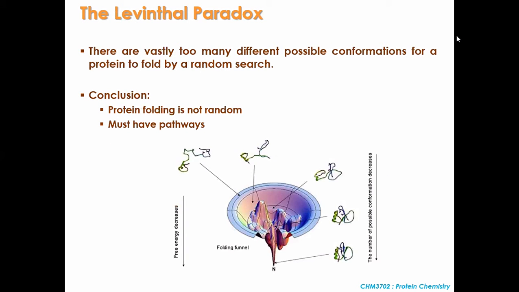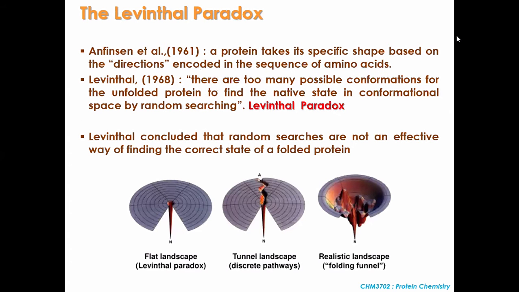So protein folding is not random. It must have pathways or helpers, something to help the protein fold. This is how Levinthal challenged Anfinsen's dogma. Anfinsen says that as long as you have the sequence, the protein will fold to get the three-dimensional structure. But Anfinsen did not say how. He just said that as long as you have the sequence, it will form the three-dimensional structure.